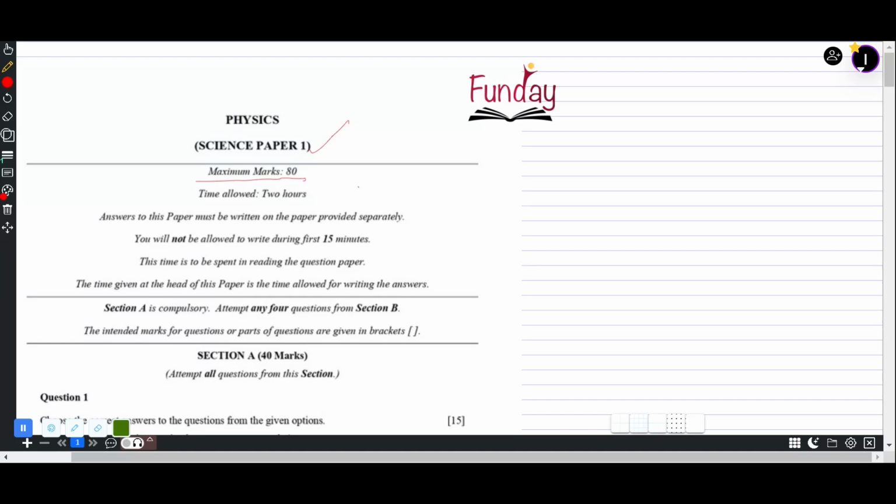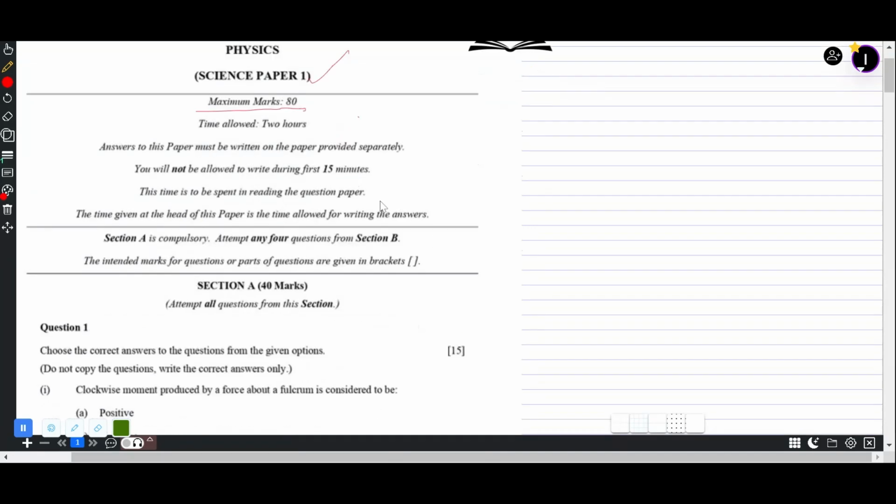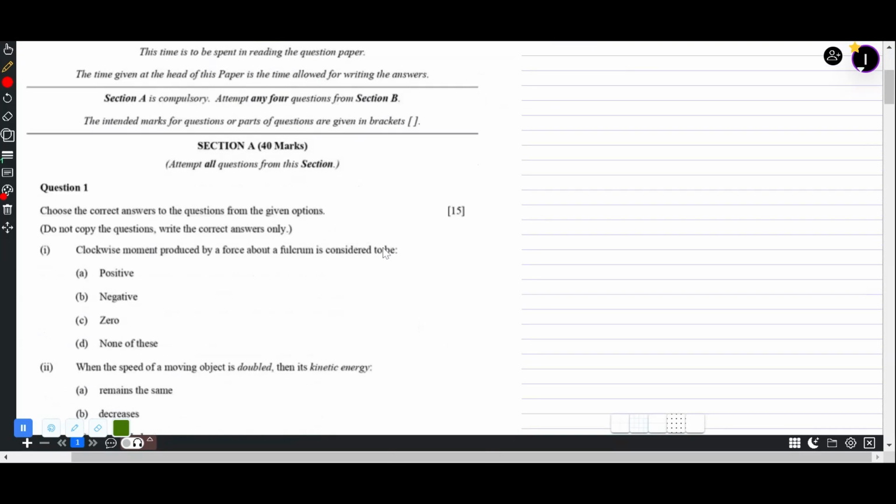Now we are going to do section A, wherein you have the first question. There are 15 questions, each question is for 1 mark. Choose the correct answer to the question from the given options.